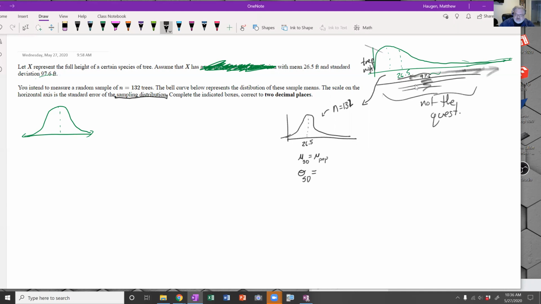It's much smaller. How much smaller? It depends on what size your sample is. The bigger the sample, the more it's going to take that 97.6 and shrink it. By how much? By the square root of that sample size.